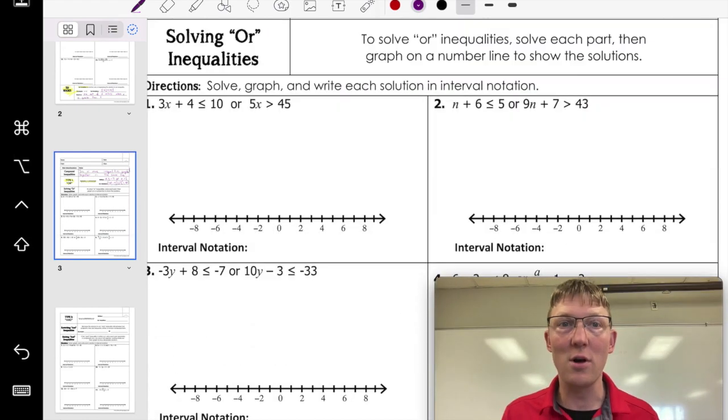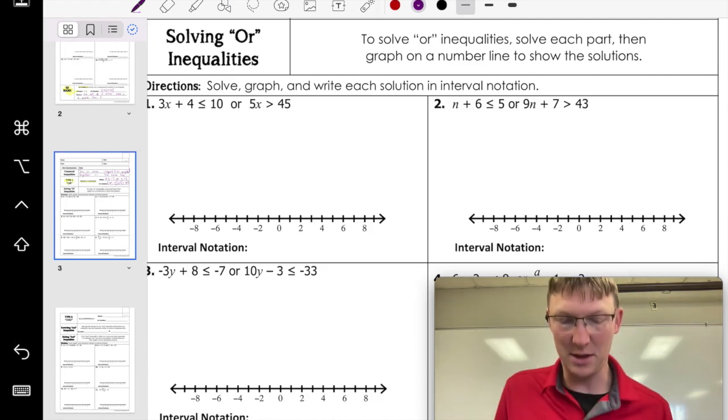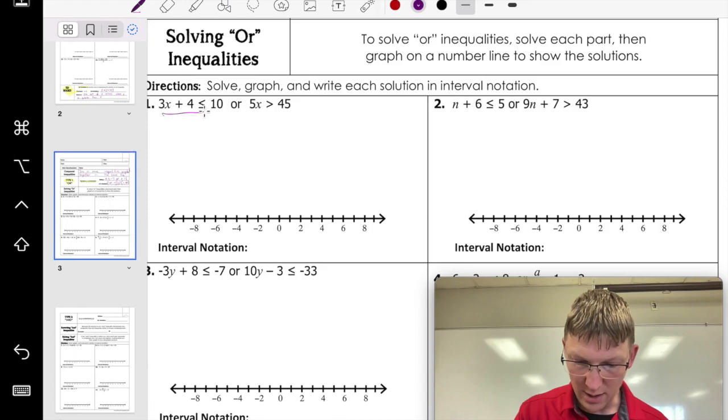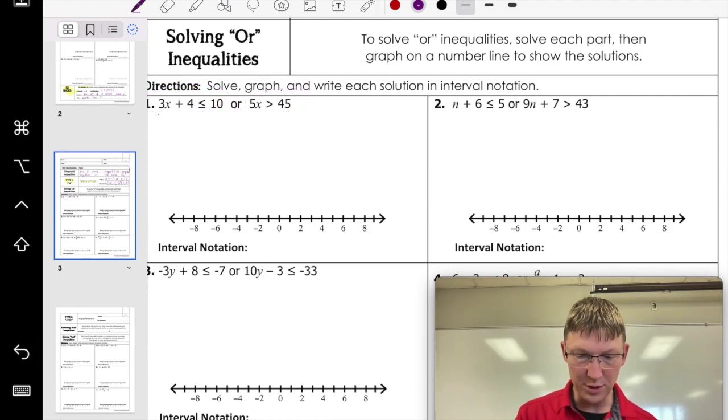So let's solve or inequalities. All you have to do is solve each individual part, just like we've been doing, and then put them together. Throw an or in between them. Sounds easy, but we'll see. We can always get lost in the weeds. So if we start with this number 1 here, we've got this guy, and we've got this guy. So let's just solve them individually, and then we'll put them back together.